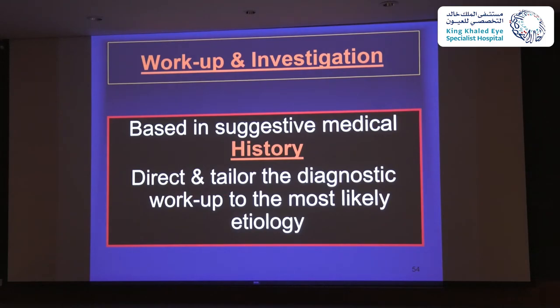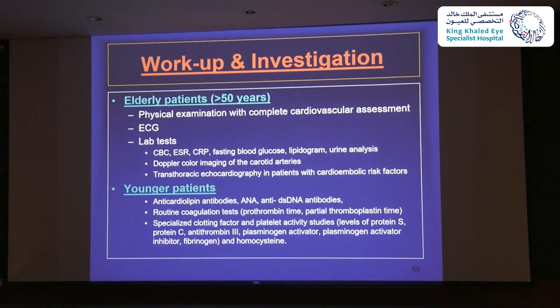So, workup and investigation of this patient is based on the suggestive medical history, directing the diagnostic workup toward the most likely etiology. It is difficult to put together a battery of tests and go on, so we base it on our history and physical examination. But most important, in an acute case of central retinal artery occlusion, this patient needs to be sent to a cardiologist to make sure about cardiac stasis. These are the tests that we need to do.